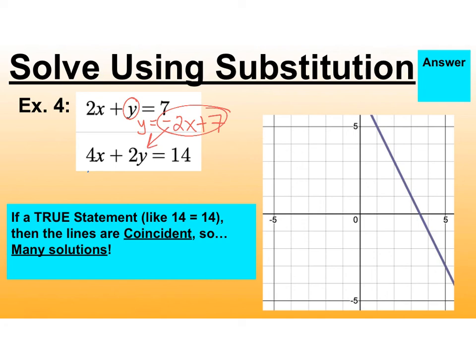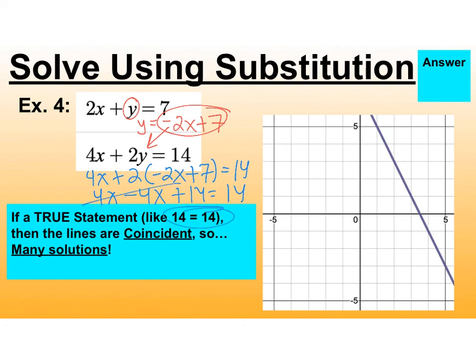So I get 4x plus 2 times my other grouping. I didn't change that to red. I distribute, and I get 4x minus 4x plus 14 equals 14. Well, 4x minus 4x is 0, and I end up with 14 equals 14, which is a true statement. So when you get a true statement, it means you're going to have many solutions. So make sure you write many. When you graph it, you can see what happens is you must have had the same slope and the same y-intercept. So we get those coincident lines with many solutions.